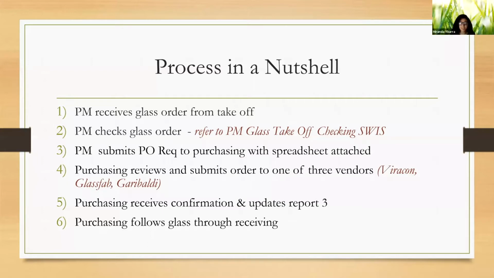All right, so this is the process in a nutshell. The PM receives glass order from takeoff. PM checks glass order, refer to the glass takeoff checking SWIS. PM submits PO rec to purchasing with spreadsheet attached. Purchasing reviews and submits to one of our 3 vendors, Viracon, Glass Fabber, Garibaldi. Purchasing receives confirmation and updates report 3. Purchasing follows glass through receiving.